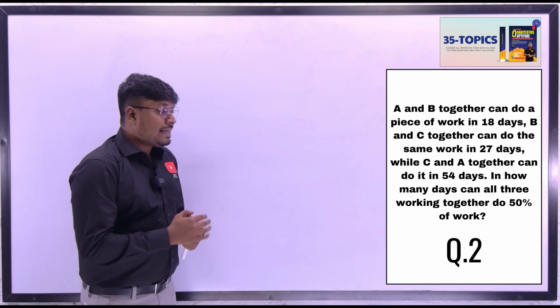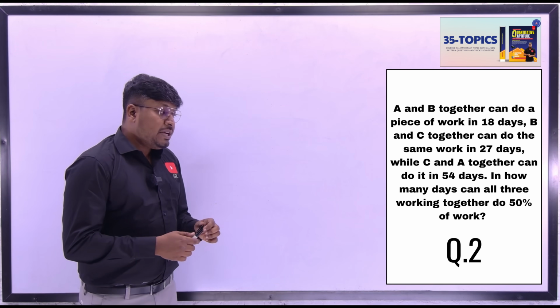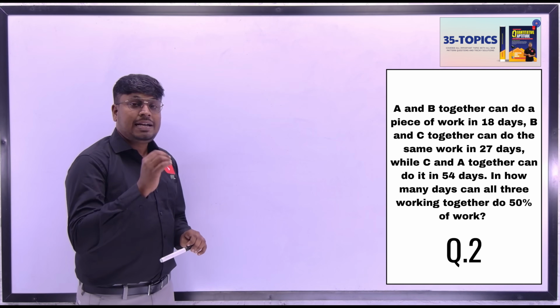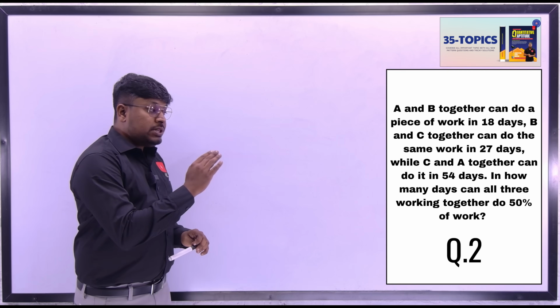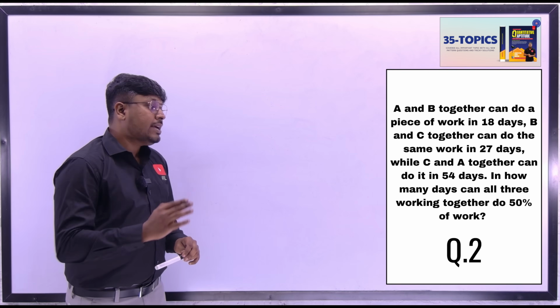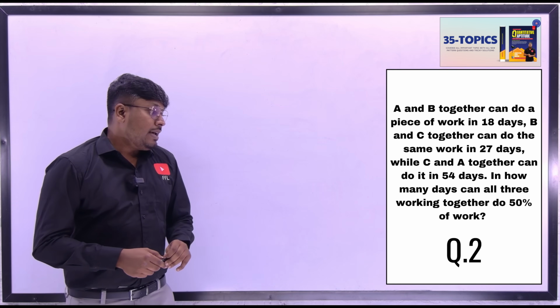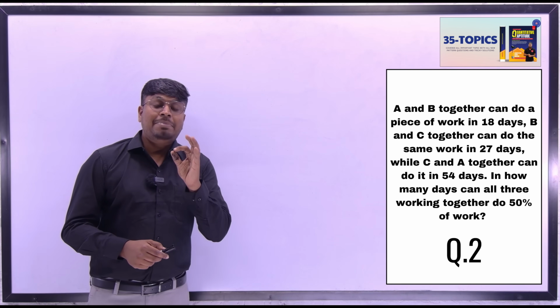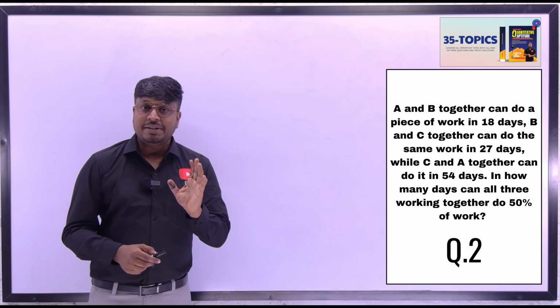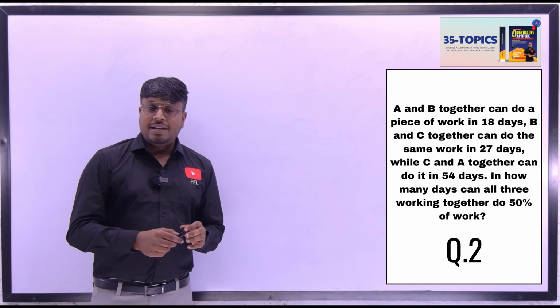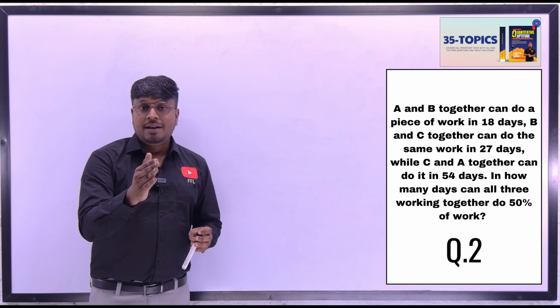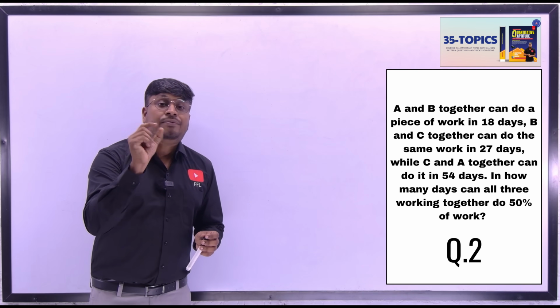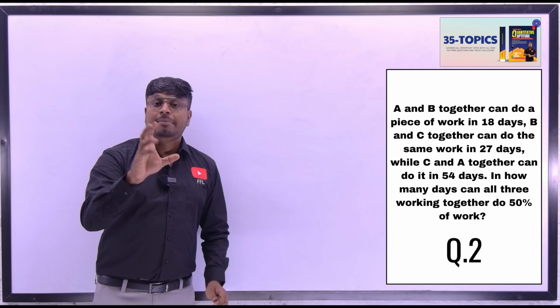So here is the second question. A and B together can do a piece of work in 18 days, B and C together in 27 days, C and A together in 54 days. In how many days will all three working together complete 50% of the work? Our target is to find how much time it takes them to complete only 50% of the work.